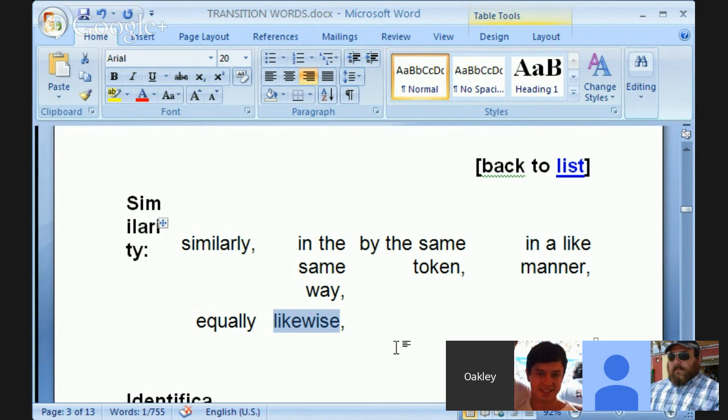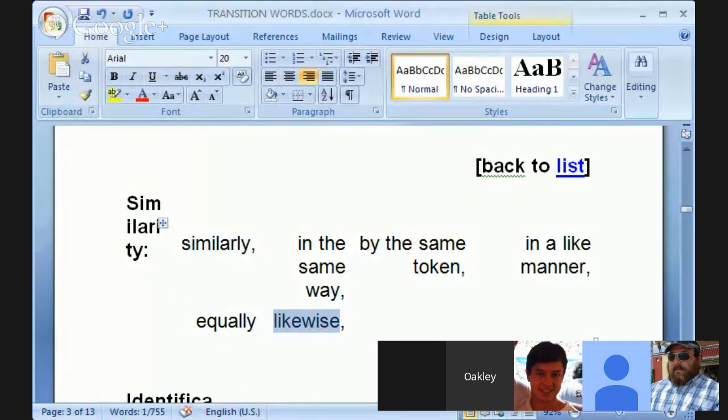Dogs make great pets. By the same token, cats also are wonderful pets for humans. Kind of showing a relationship, something like that.